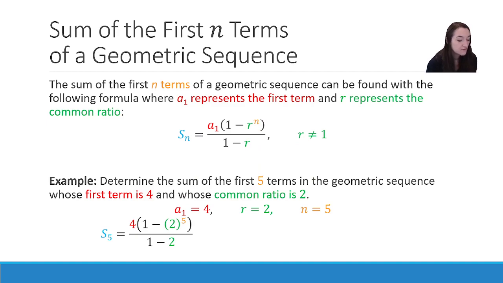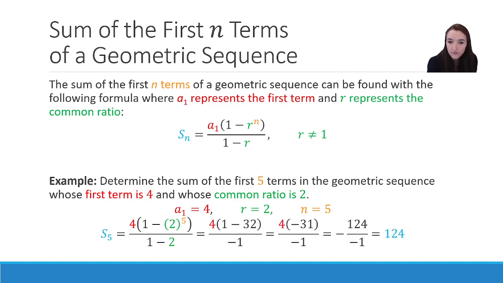So we get 4 times 1 minus 2 to the 5th over 1 minus 2. So first order of operations, 1 minus 2 to the 5th is 1 minus 32 over negative 1. So 1 minus 32 is negative 31. 4 times negative 31 is negative 124. And so negative 124 divided by negative 1 is positive 124, which makes a bit of sense.